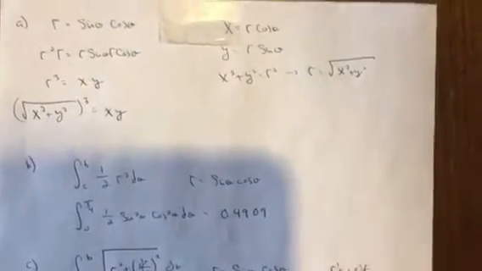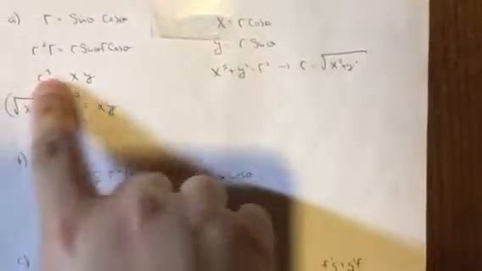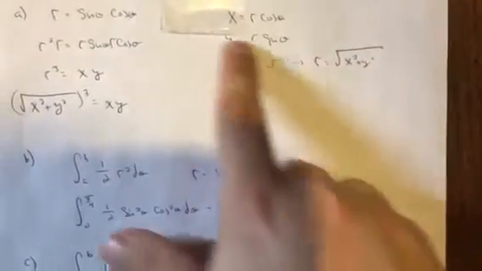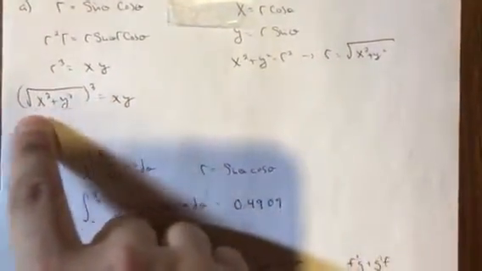Because I want everything in terms of x and y, I can take this r now, which I have over here. r equals the square root of x squared plus y squared, which I can then substitute in here, and we get a nice rectangular equation right here.